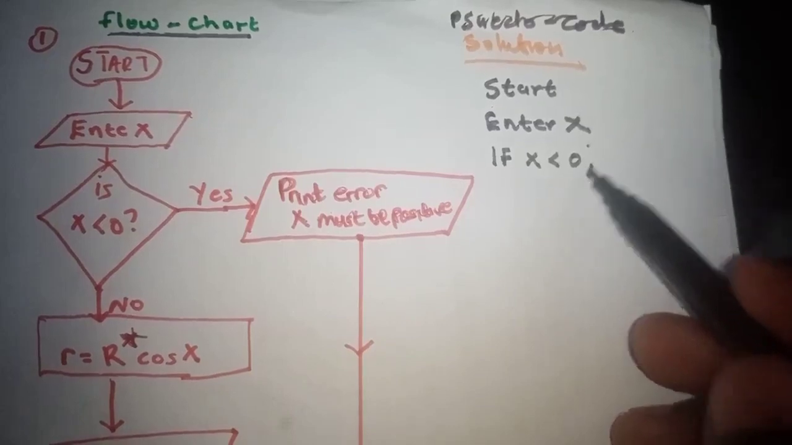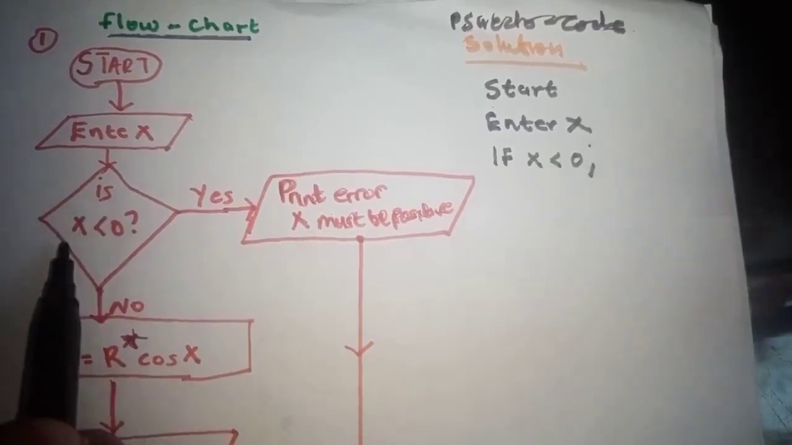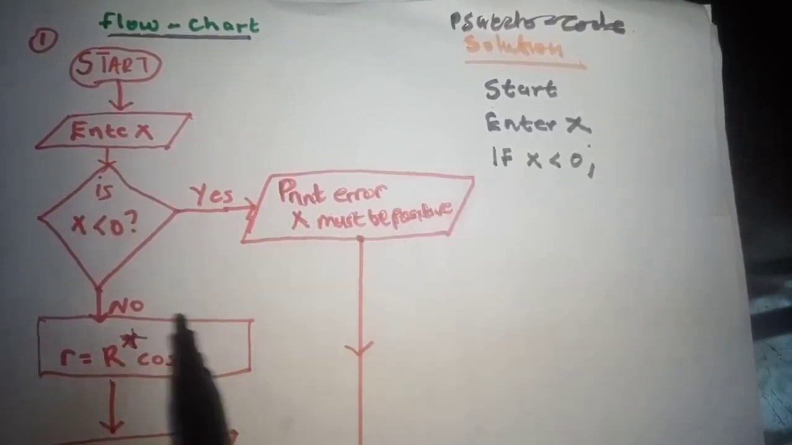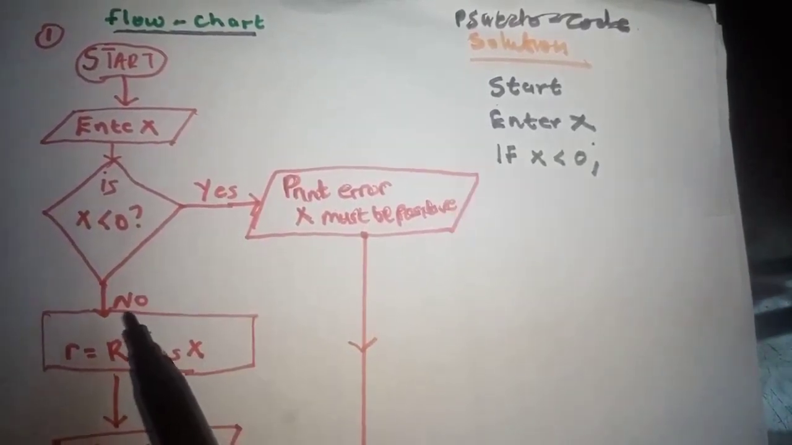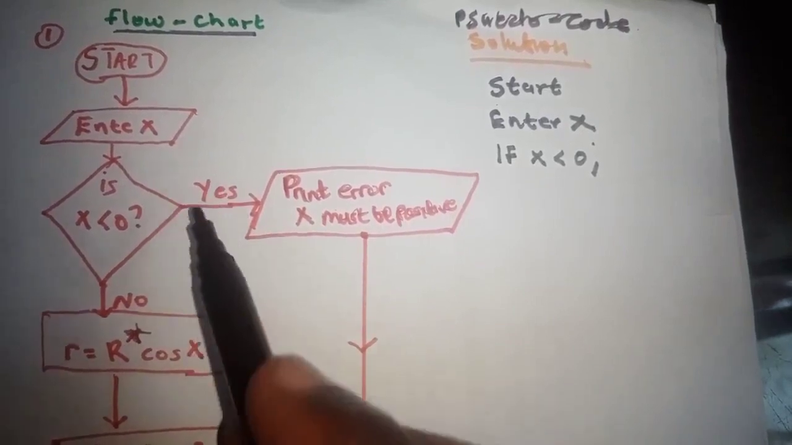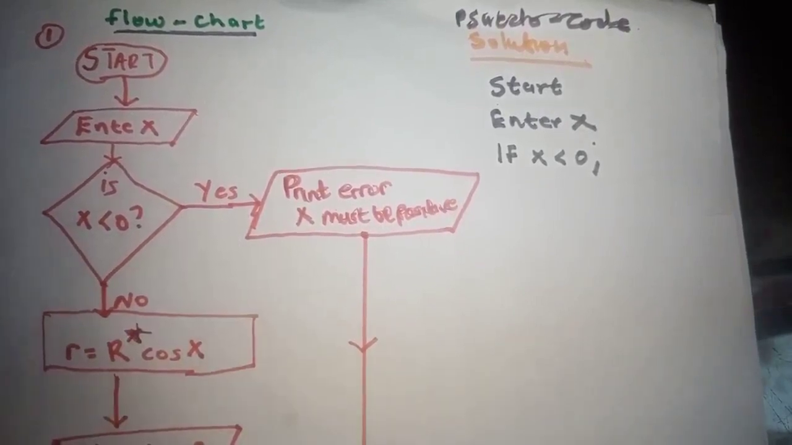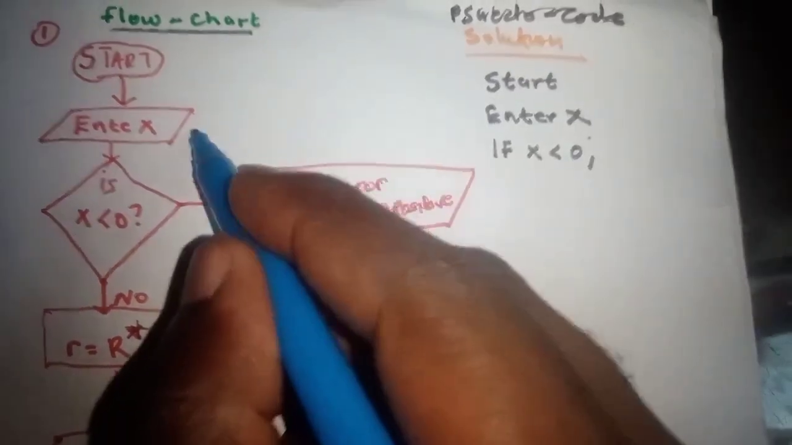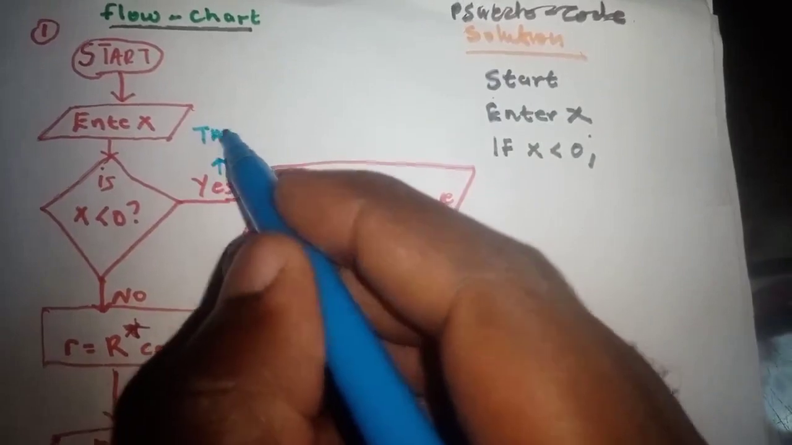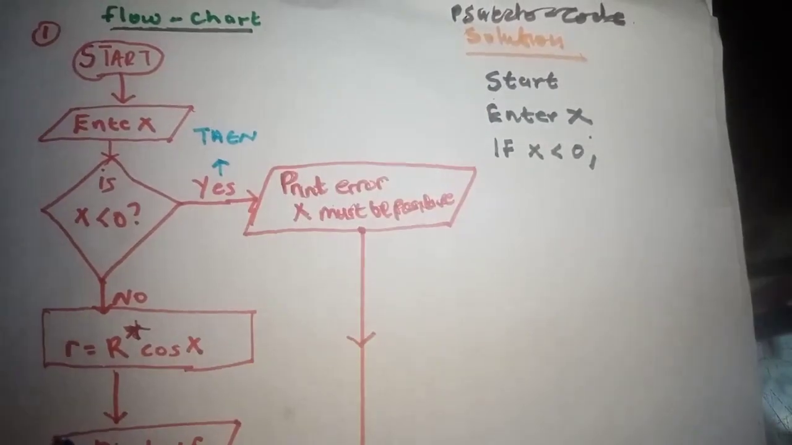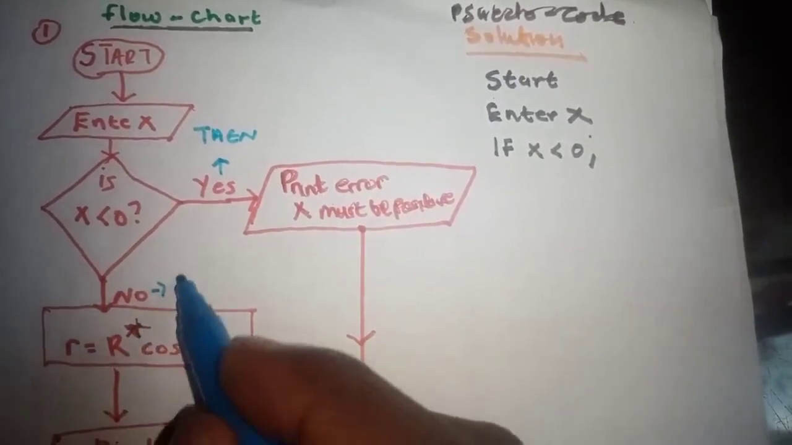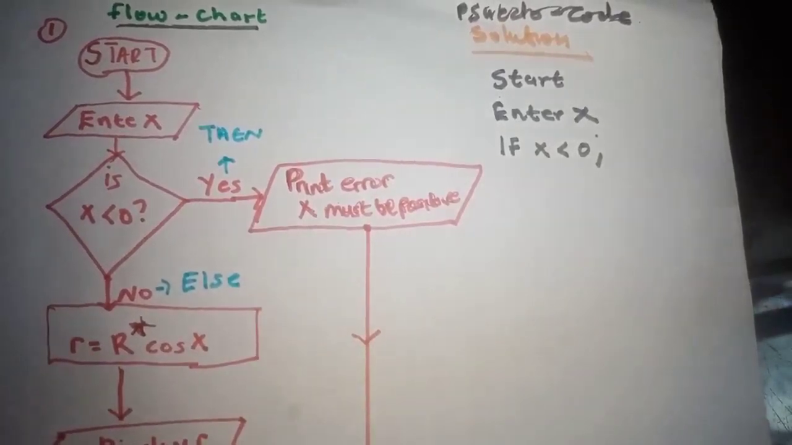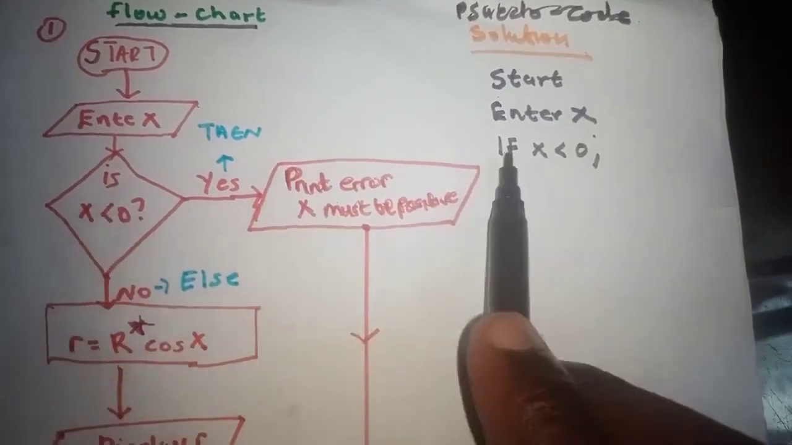So this is what happens. Is x less than 0, is changes to if. Then you have yes and no here. On the pseudocode, the yes here will change to then, and the no will change to else. So is changes to if.